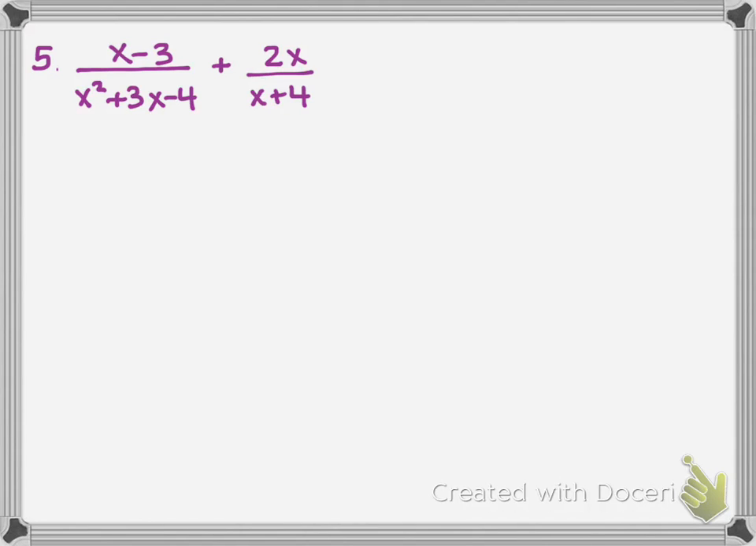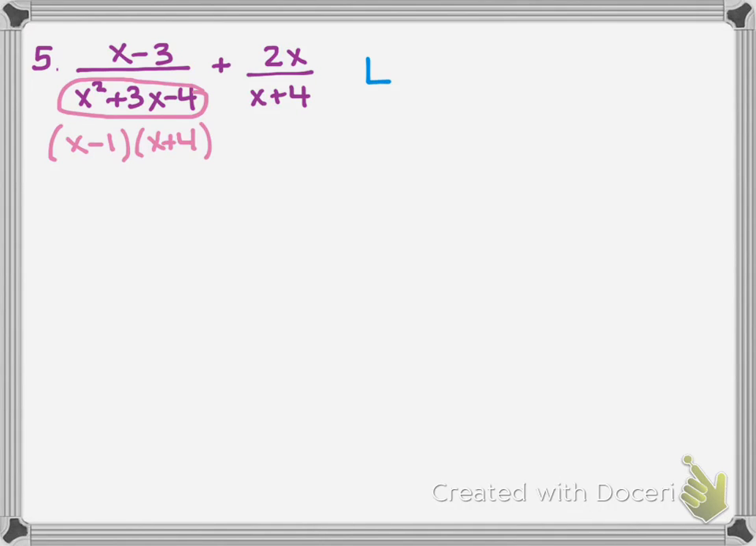So the only thing that's factorable is this denominator right here. So what multiplies to give you negative 4 and adds to give you positive 3? Well, that's going to be x minus 1 and x plus 4. So anytime anything, numerator or denominator, can be factored, I suggest you do that right away.